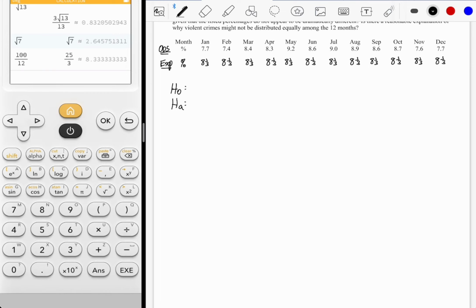So this could be pretty complicated. We have January through December. I'm gonna let January be month 1, 2, 3, and so on, all the way through December.